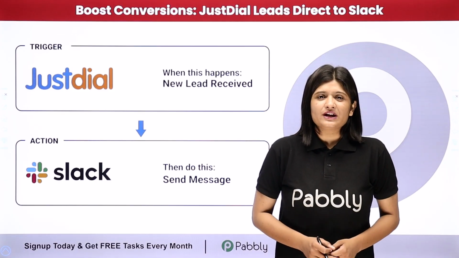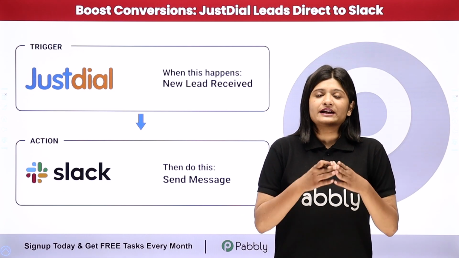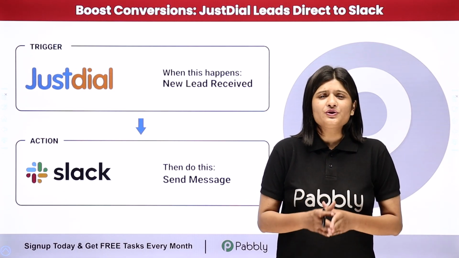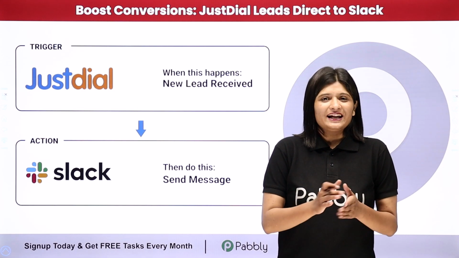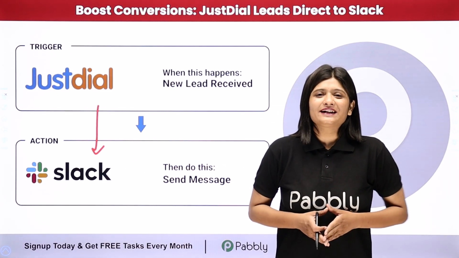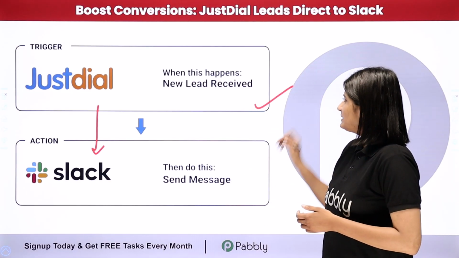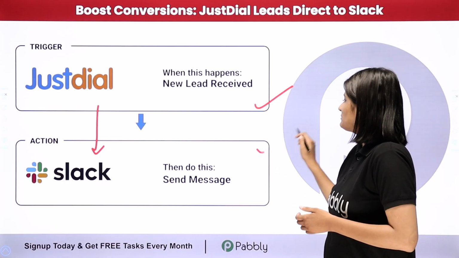Doing this manually will consume a lot of my time, so I've completely automated this entire process, and to do this automation, I'm going to use Pabbly Connect. Pabbly Connect is an amazing automation and integration software which requires no coding or programming skills. Here I just need to build a connection between JustDial and Slack, so that whenever I receive a new lead, I send the lead details to my team on Slack.